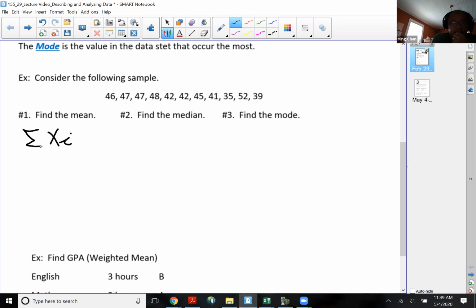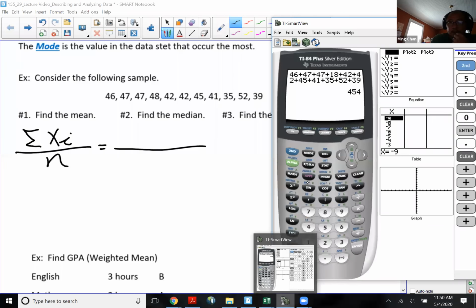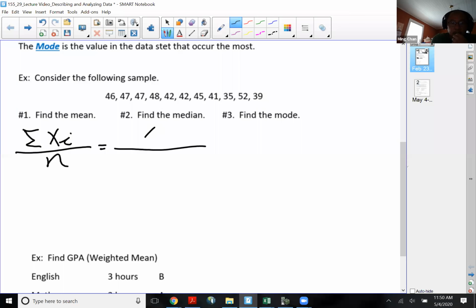Sum of the xi, that means add up all your data. This is a summation sign. Add up all your data and then divide it by how many you entered. So right now my sum is 454, divided by 1, 2, 3, 4, 5, 6, 7, 8, 9, 10, 11.